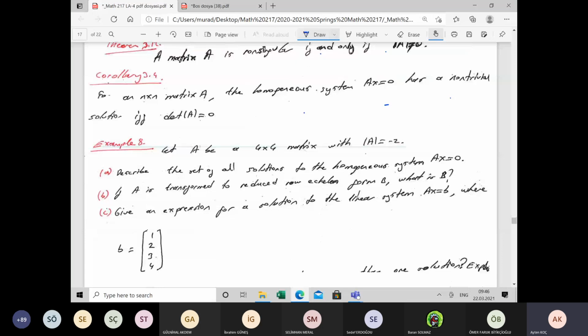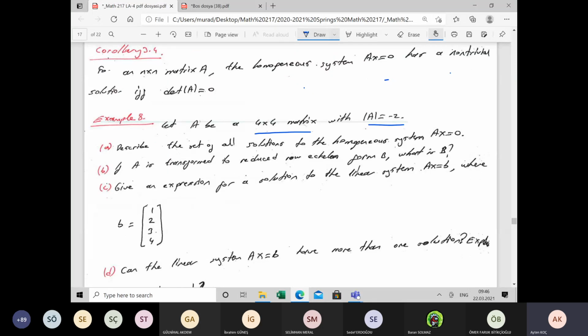So let A be a 4 by 4 matrix. If the determinant is -2. First question: describe the set of all solutions to the homogeneous system AX = 0. And the next one: if A is transformed to the reduced row echelon form, and this form is B, what is this matrix B?